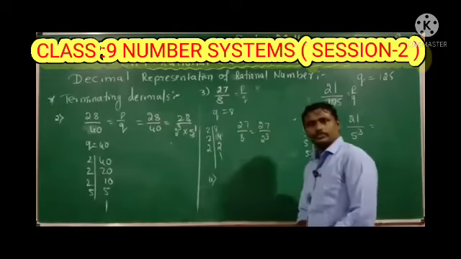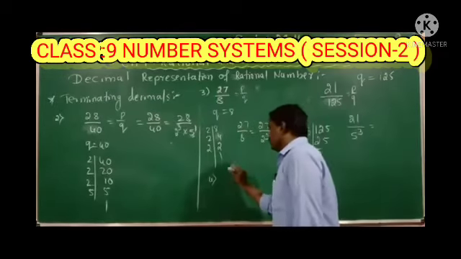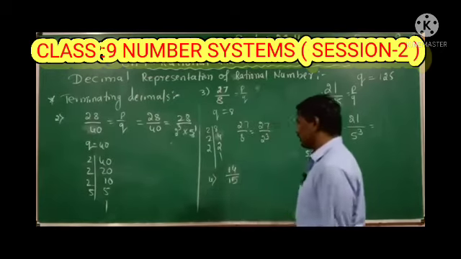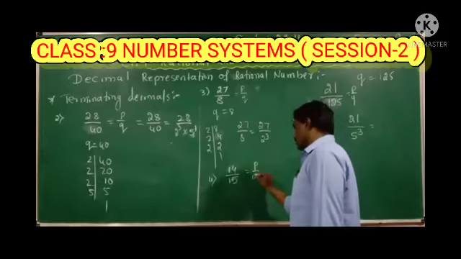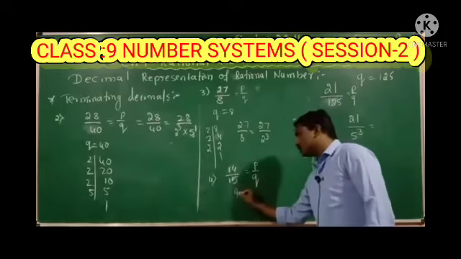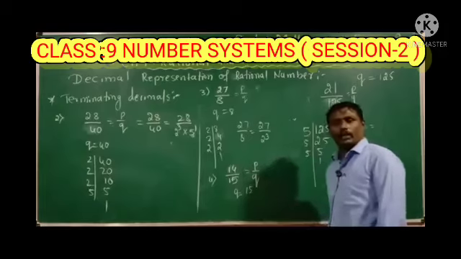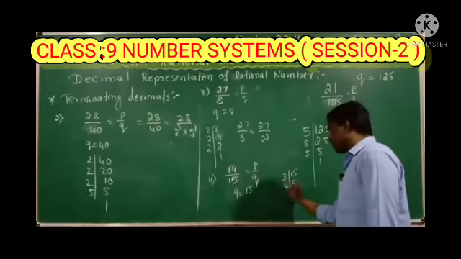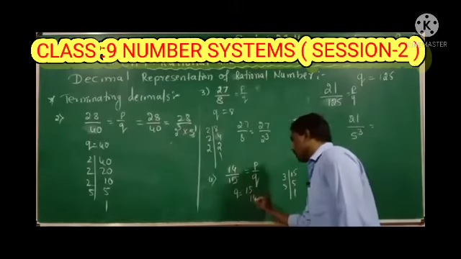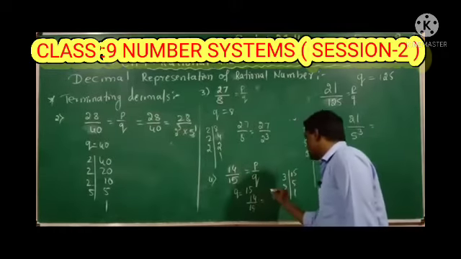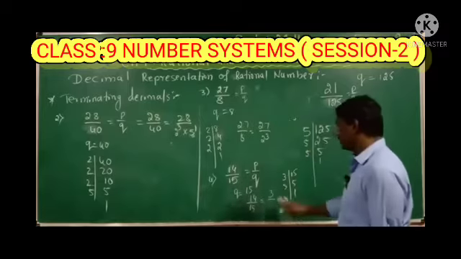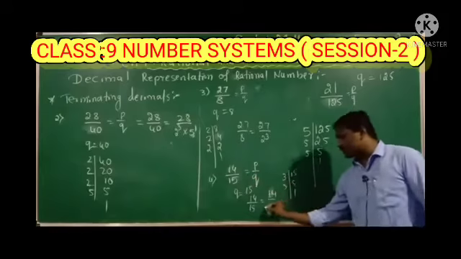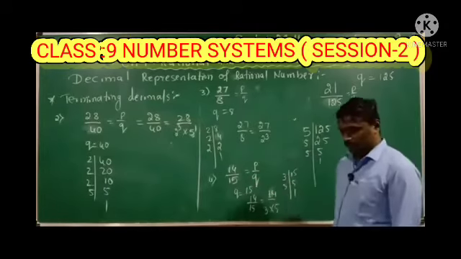Fourth one, 14 by 15. It is in the form of P by Q, where Q is equal to 15. So factorize the 15. 3 5s are 15, 5 1s are 5. So 14 by 15 can also be written as 14 by 3 into 5.